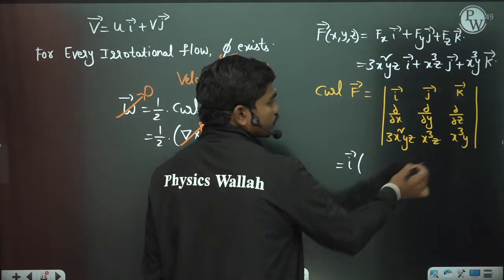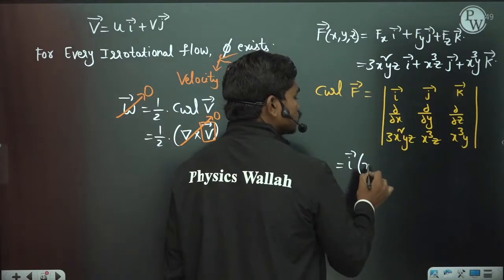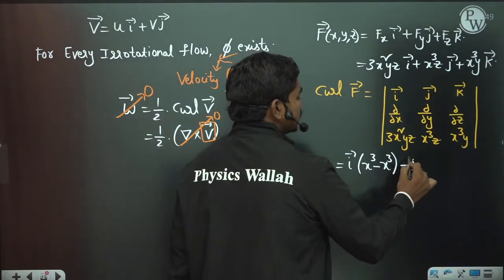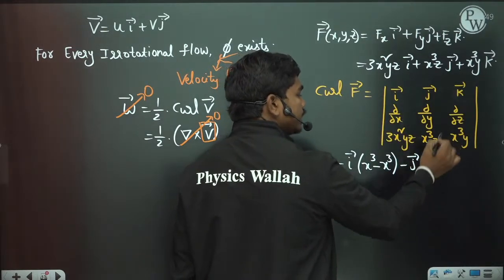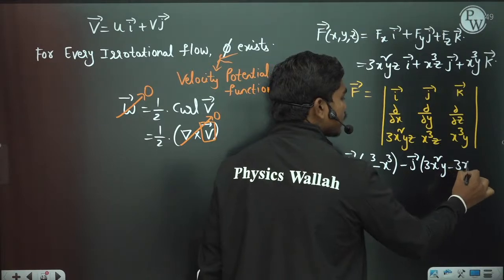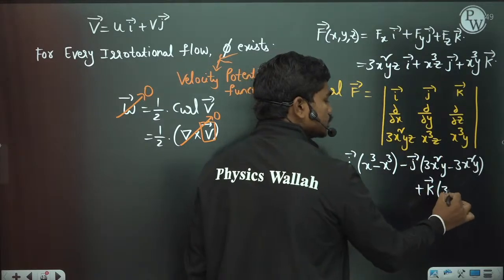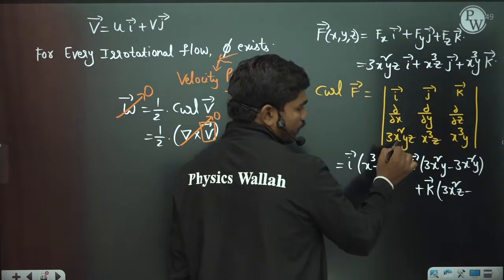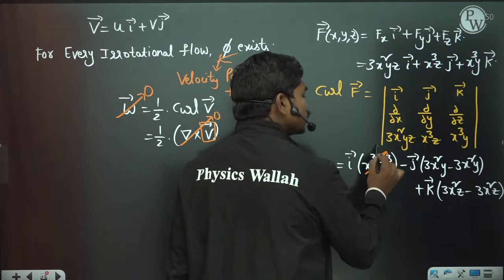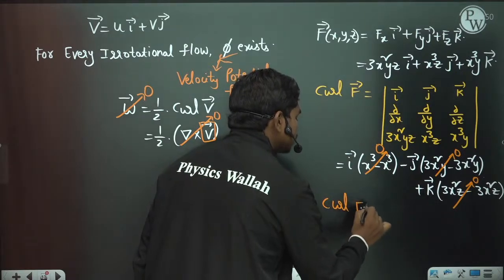I bar times dou by dou y of the third component, which is x cube y: if you differentiate partially with respect to y, you get x cube, minus dou by dou z of the second quantity, again gives you x cube. Minus j bar times dou by dou x of the third quantity gives you 3x square y, minus dou by dou z of the first quantity again gives you 3x square y. Plus k bar times dou by dou x of the second quantity gives you 3x square z, minus dou by dou y of the first quantity again gives you 3x square z. If you simplify this, this is 0, this is 0, and this is also 0. So the first thing you know is that curl f bar is equal to 0 bar.